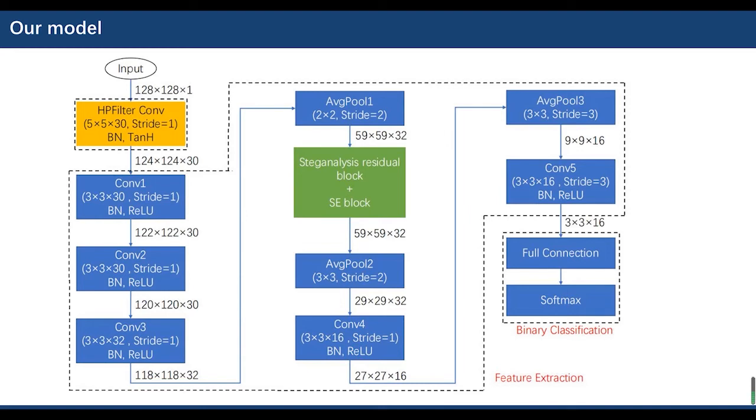Now let's see the third part of our model, the binary classification part. It is a common setup, which includes a fully connected layer and a softmax layer. Now let's look at the experiment part. I will introduce the dataset we used firstly.